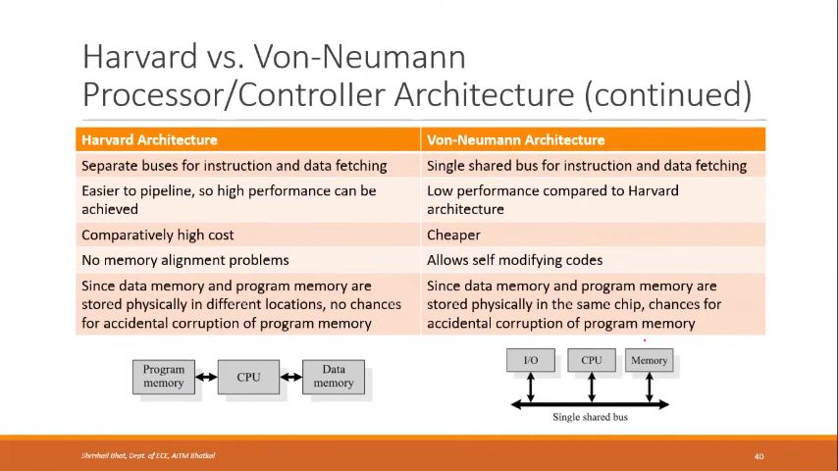In that case, we will have to use some memory protection schemes so that some part of the memory will not be accessible for data and things like that. Those complex things are not there in Harvard architecture because we are separating the program and data memory. So the chance of data corrupting the program is totally avoided. These are the differences between Harvard and Von-Neumann architecture.